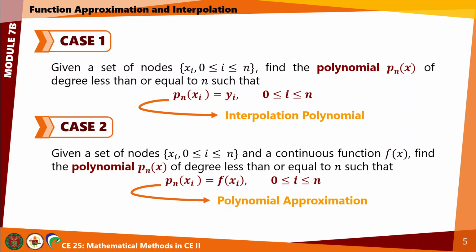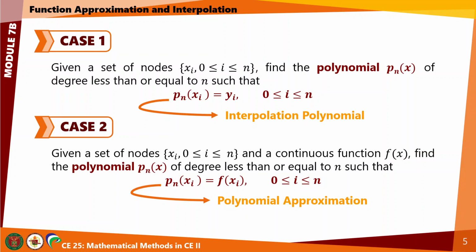Case 1 is if you have a set of nodes x sub i, where i is from 0 to n, we're finding a polynomial p sub n of x of degree less than or equal to n such that yung p sub n of x sub i natin is equal to y sub i. Meaning, sa case 1 na to, ang meron sa'yo is points, di ba? Pairs of x and y values. Kaya hindi mo alam kung ano yung exact function that represents all these data points, right? Kaya ang tawag dito sa p sub n of x na to is the interpolation polynomial. Okay? Kasi we're interpolating between points.